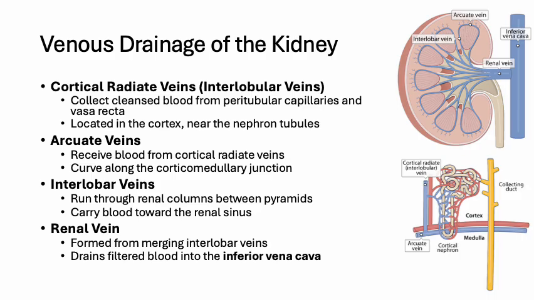Once blood has been filtered and rebalanced by the nephron and the associated capillaries, it enters the cortical radiate veins in the cortex. These veins drain into the arcuate veins, which arch around the base of the renal pyramids. From there, the blood moves into the interlobular veins that run through the renal columns. Eventually, all of this blood collects in the renal vein, which exits the kidney at the hilum and delivers the purified blood into the inferior vena cava, returning it back to the heart.